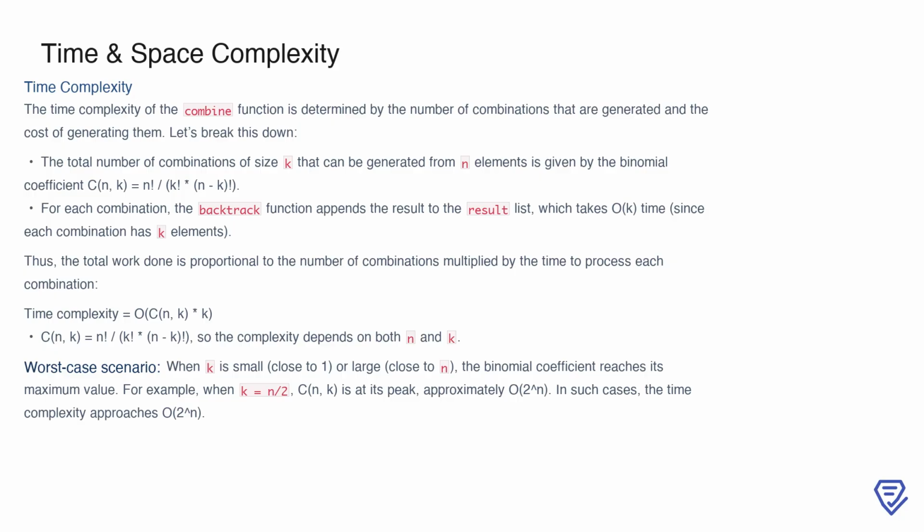Now, for each combination, the backtrack function appends the result to the result list, and since each combination contains exactly k elements, this operation takes k time. When you multiply the number of combinations, C(n, k), by the time it takes to process each combination, the total time complexity becomes C(n, k) * k. In the worst-case scenario, the binomial coefficient reaches its maximum value. For instance, when k is around n/2, C(n, k) approaches its peak, which is approximately 2 to the power of n. This means that, in such cases, the time complexity can grow exponentially, nearing 2 to the power of n.